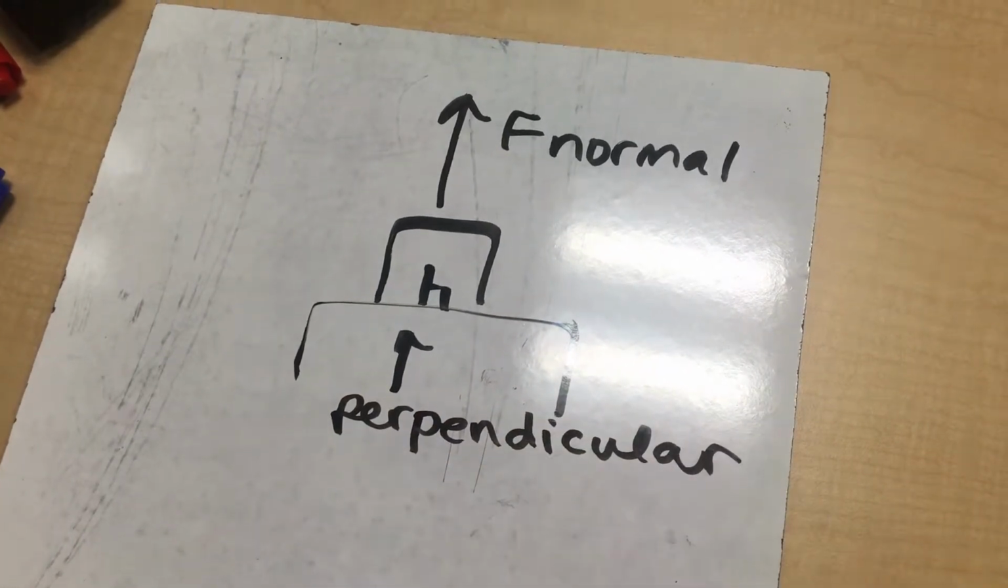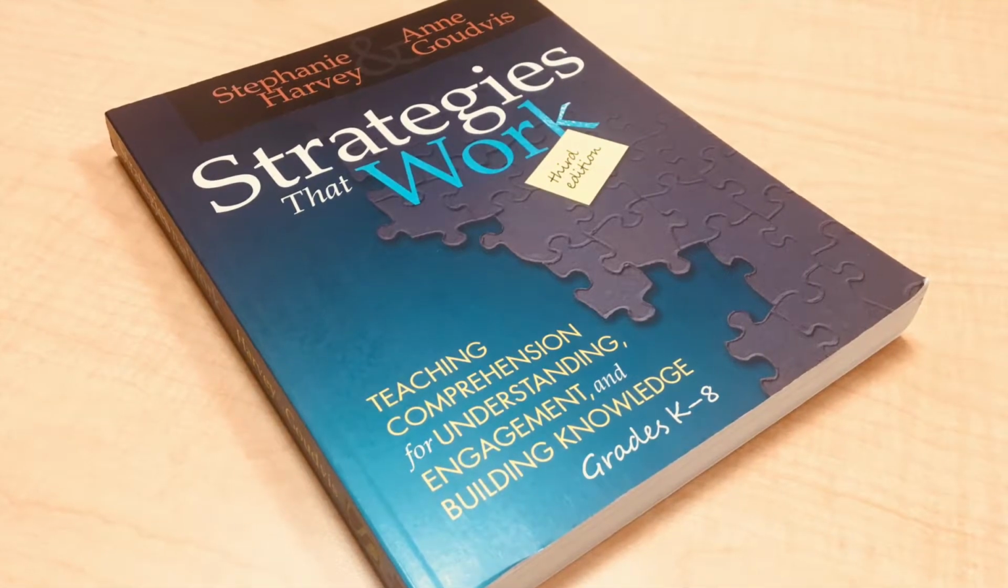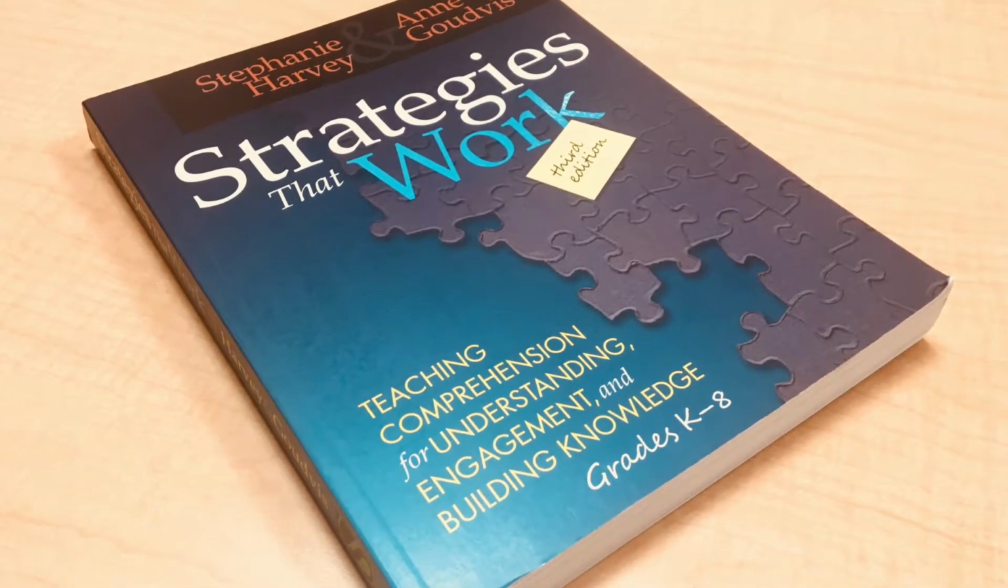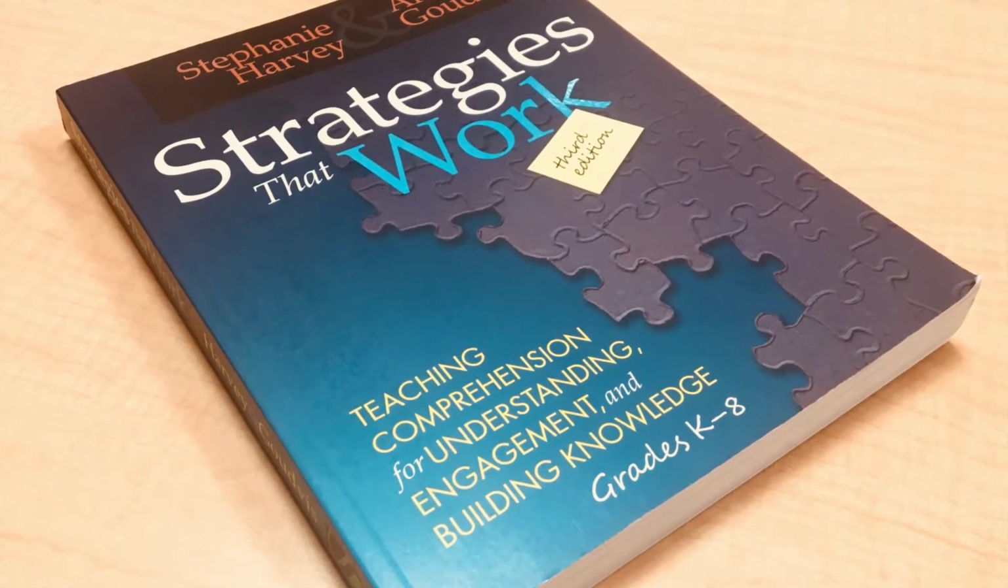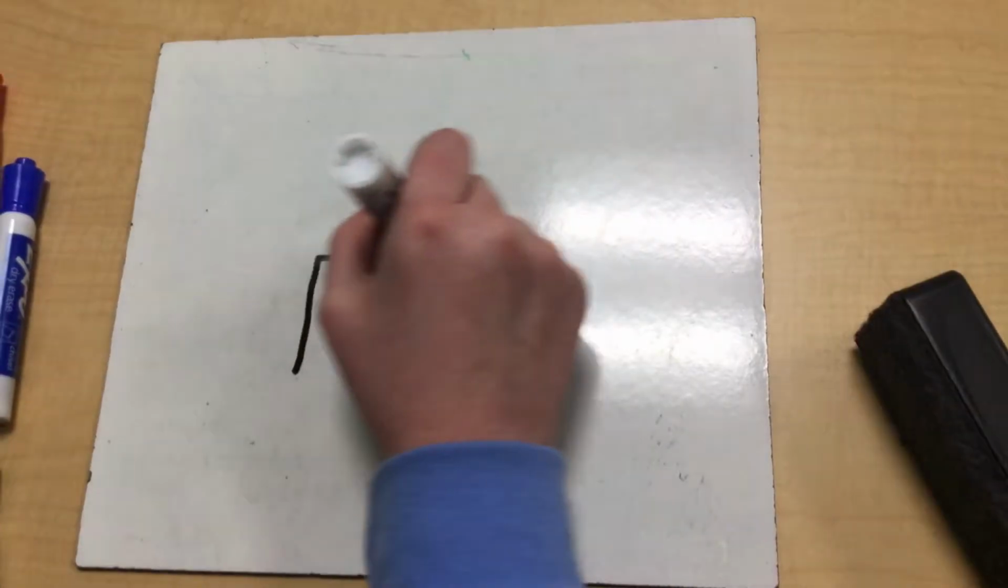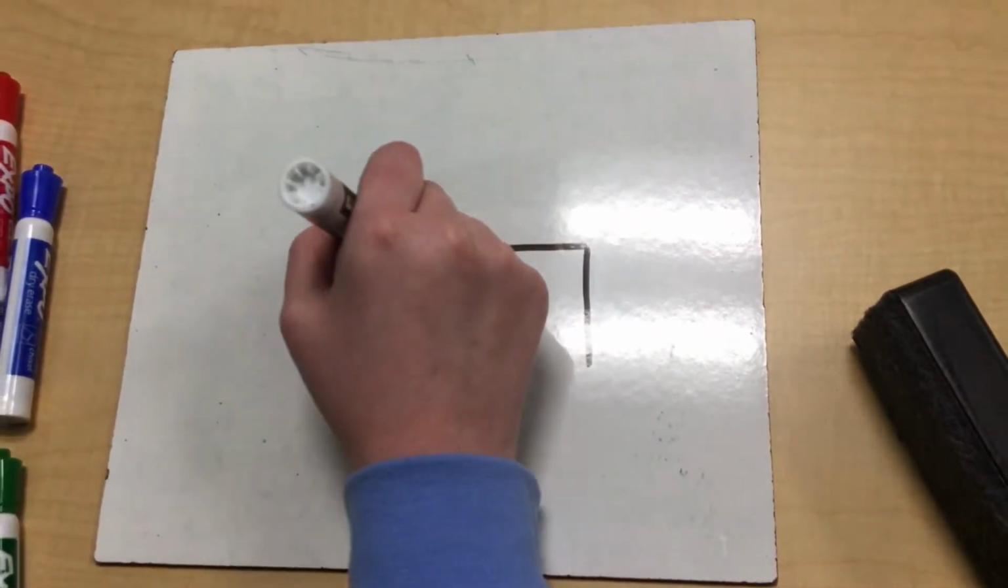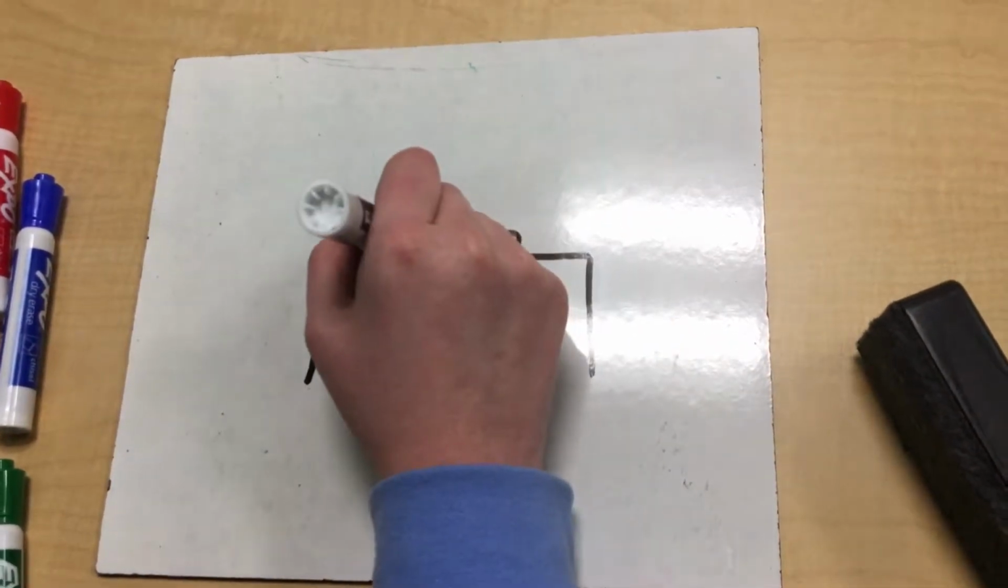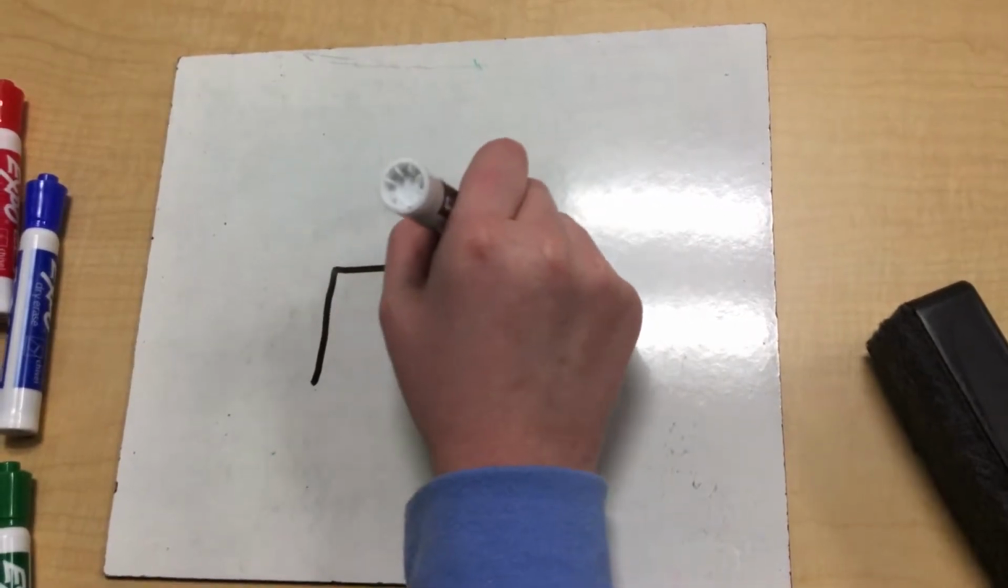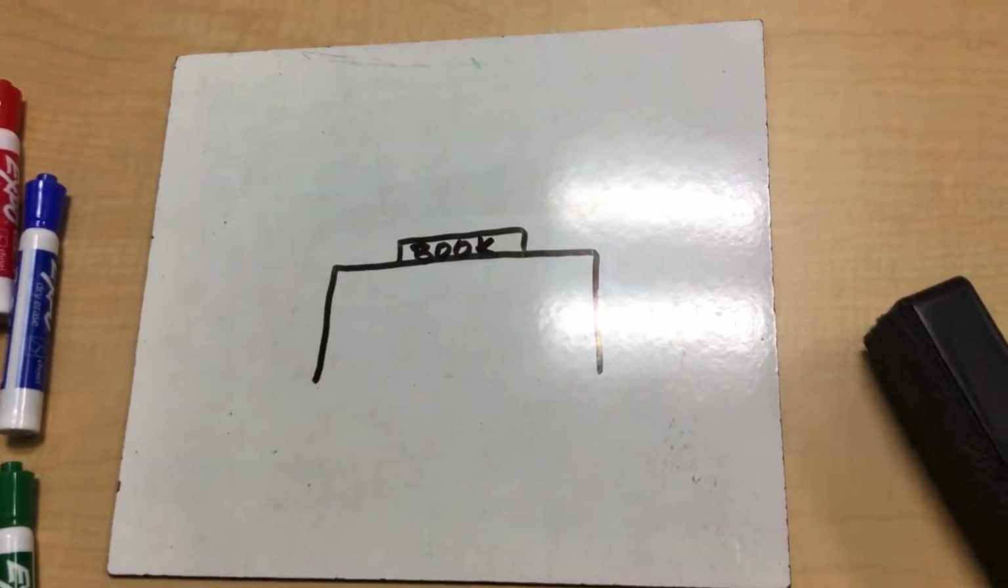Now let's take a look at this book on the table. It is not moving, but what forces are acting on the book? That's right, the force of gravity and the normal force from the table. Let's make a quick scientific diagram to demonstrate our understanding of these forces. The book here is resting on the table.